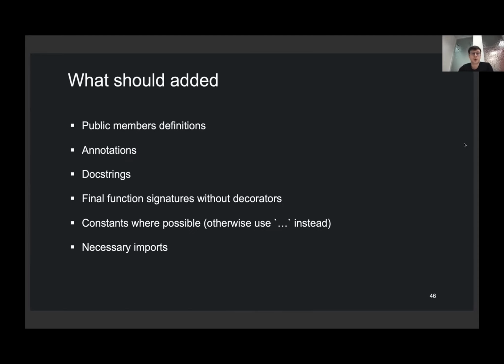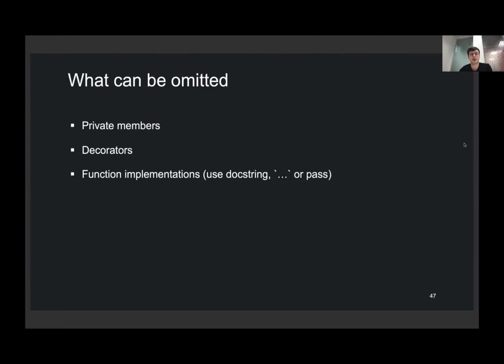So what should we put in our stub file? Generally, you should put public member definitions, annotations, docstrings, function signatures after resolving the decorators, constants where it's possible, and all the necessary imports for this stub file to be a valid Python file. What can be omitted? You can omit private members, the decorators, and function implementations.